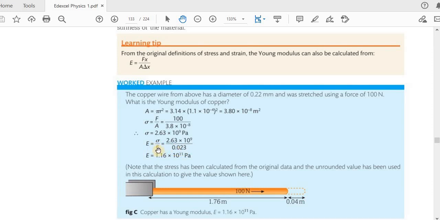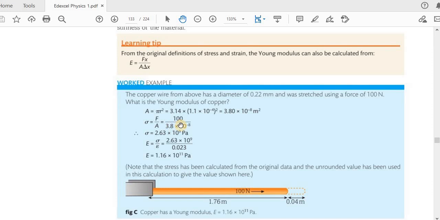Okay, the symbol of strain is epsilon, the symbol of stress is sigma. All are Greek letters. Now the diameter is given, so we can find the cross-sectional area, which is equal to pi r squared, and our radius is half the diameter, so we divide this by 2, and since it's in millimeters, we convert it to meters. You can see the conversion is done here, and then you get the cross-sectional area in square meters to be this value. Now sigma is equal to F over A.